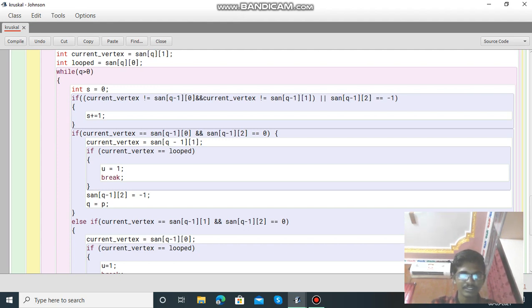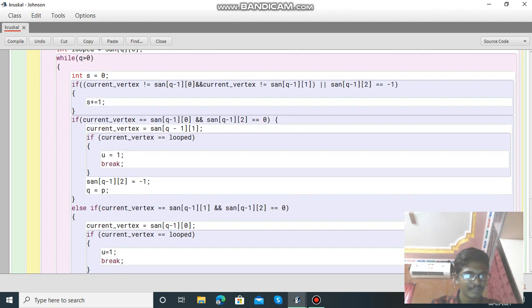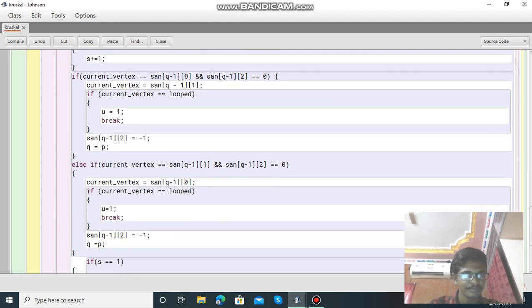current vertex is not 0, san[q-1][i] or san[q-1][2] equals 1, s plus equals 1. If current vertex equals san[q-1][0] and san[q-1][2] equals 0, current vertex equals san[q-1][1]. If current vertex equals loop u minus 1, then we use break, san[q-1][2] equals -1, q minus equals 1.